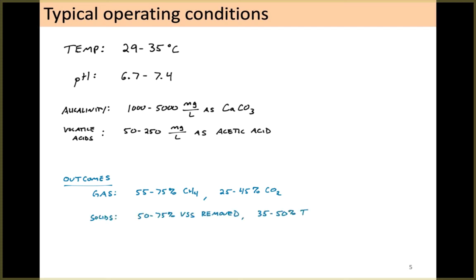We expect that anywhere from 50 to 75% of our volatile suspended solids are going to get removed by this process, and that should equate to up to half, 35 to 50%, of our total suspended solids. Of course, some of those solids weren't volatile to begin with, and so those are going to pass through the sludge treatment process. In gas production, we might expect to be anywhere from about 0.75 to 1.1 cubic meters of gas per kilogram of volatile suspended solids that we destroy.